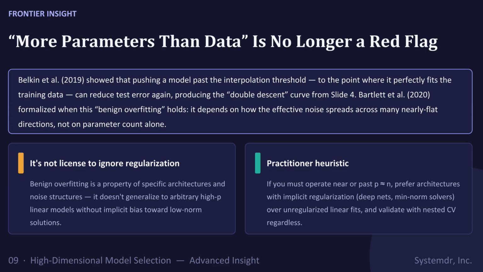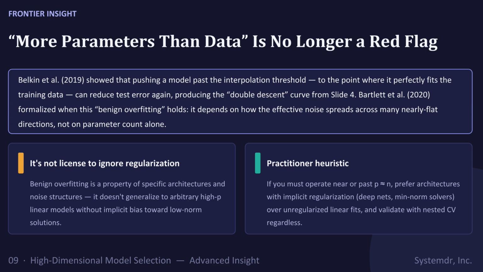I want to be very clear about what this is not. This is not a green light to abandon regularization. It's an active area of research with narrow, well-characterized conditions under which it holds. Benign overfitting is a property of specific architectures and specific noise structures. It does not generalize to arbitrary high-dimensional linear models without some implicit bias toward low-norm solutions baked into how they're fit. So here's the practical heuristic to take away.